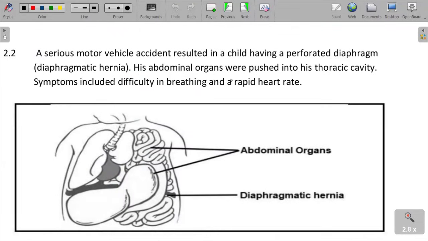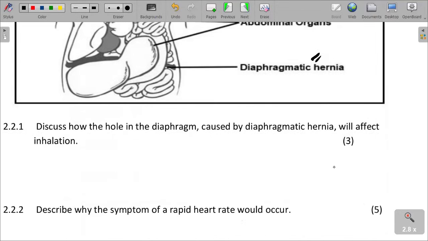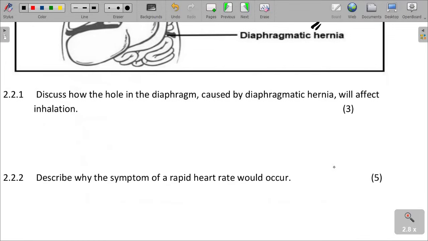A serious motor vehicle accident resulted in a child having a perforated diaphragm, which is a diaphragmatic hernia. His abdominal organs were pushed into the thoracic cavity. Symptoms included difficulty in breathing and a rapid heart rate. So we have the abdominal organs in the diaphragmatic hernia shown here. The question is saying, discuss how the hole in the diaphragm caused by the diaphragmatic hernia will affect inhalation.